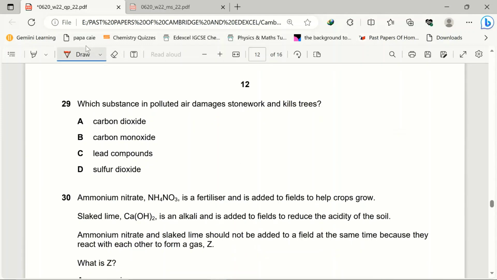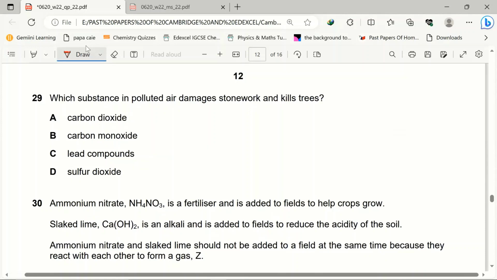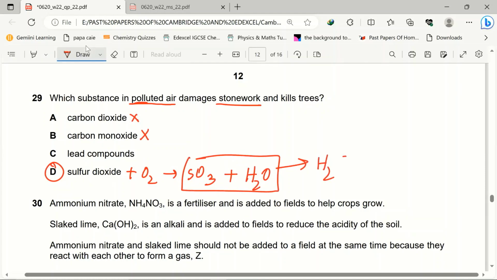The next point, number 29. Which substance in polluted air damages stonework, meaning limestone work or calcium carbonate, and kills trees? It's not carbon monoxide, it's not carbon dioxide or lead compounds. It's basically sulfur dioxide. If it reacts with oxygen, it forms sulfur trioxide. And if sulfur trioxide reacts with water, then what forms? Sulfuric acid, which is a cause of acid rain, can kill trees and stonework, meaning limestone buildings.